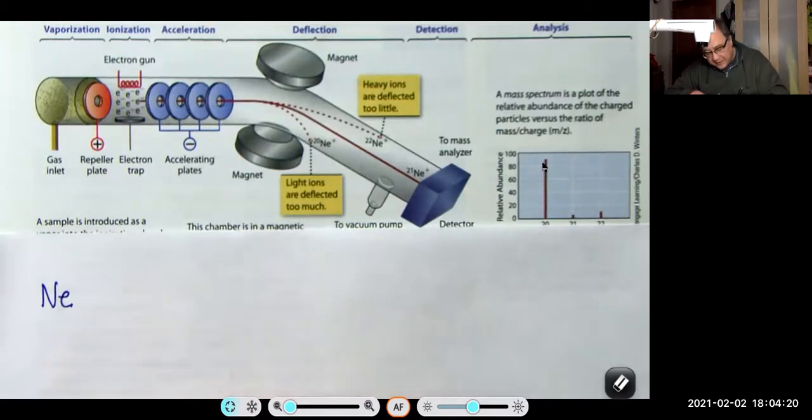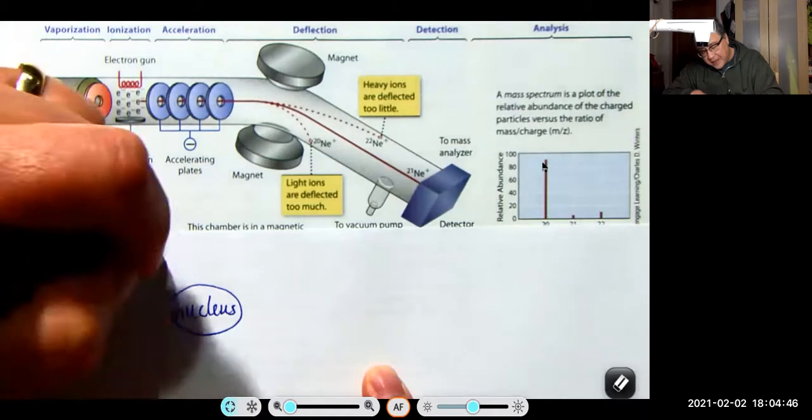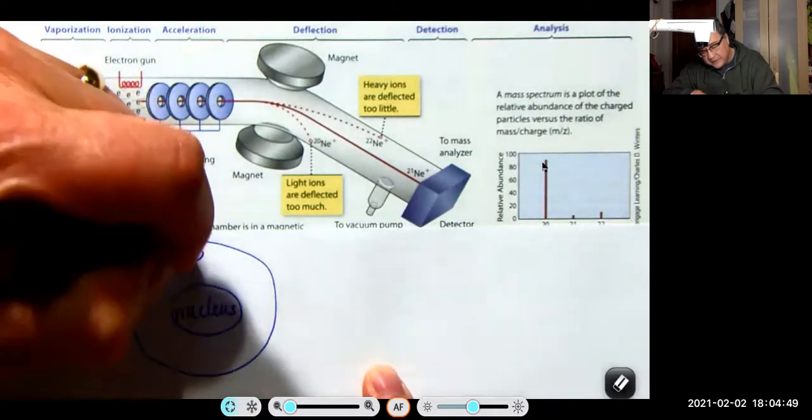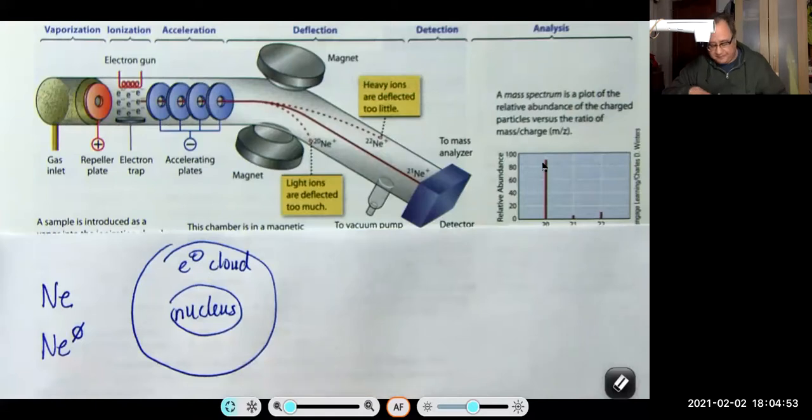Now, a neon atom is neutral. Neon atoms are neutral, and you could write a 0 there to indicate that it has no charge on it. Well, we don't normally do that. We just leave the 0 off, and it's assumed that it has no charge. Now, a neon atom has a nucleus surrounded by an electron cloud. So the electron cloud is where you find electrons.